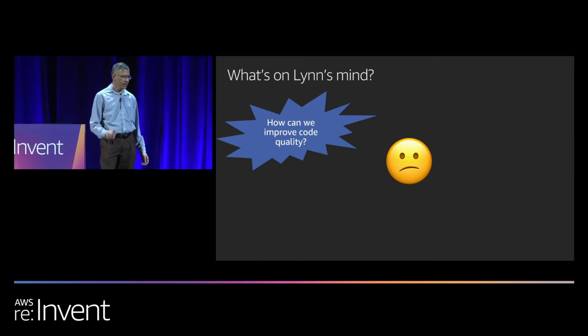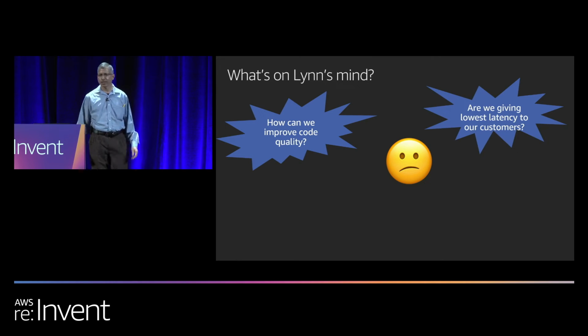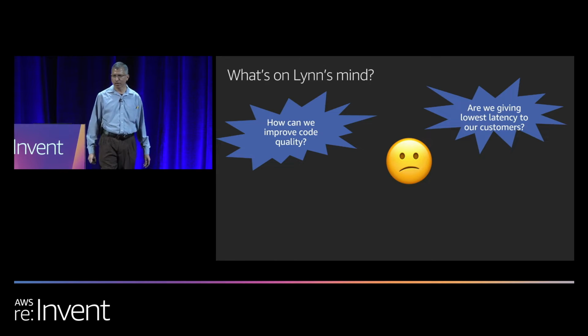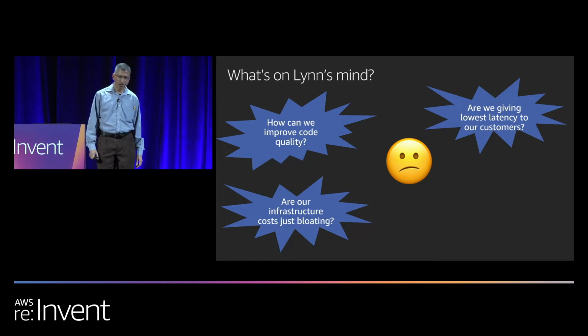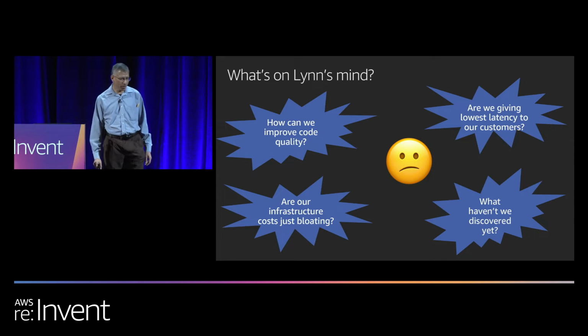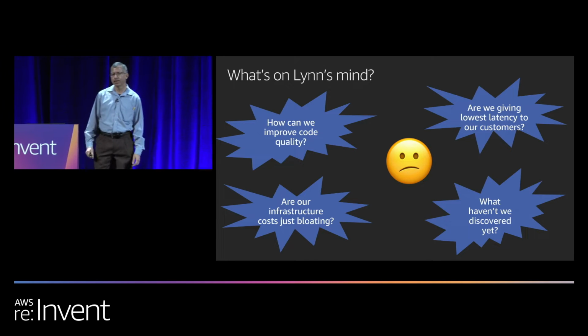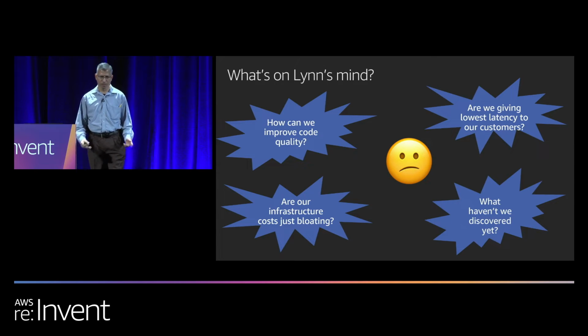And what she's really thinking is, how can we improve the code quality? And the second one is, are we giving the lowest latency to our customers? Or is our infrastructure cost just bloating? Do we really know, are we getting the ROI for our infrastructure? And finally, the most important one is, what's out there which we haven't discovered yet? That's a little bit concerning. So I'm sure a lot of us can relate to, not exactly the same incidents, but very similar incidents. We have thought very similar thoughts and so on.